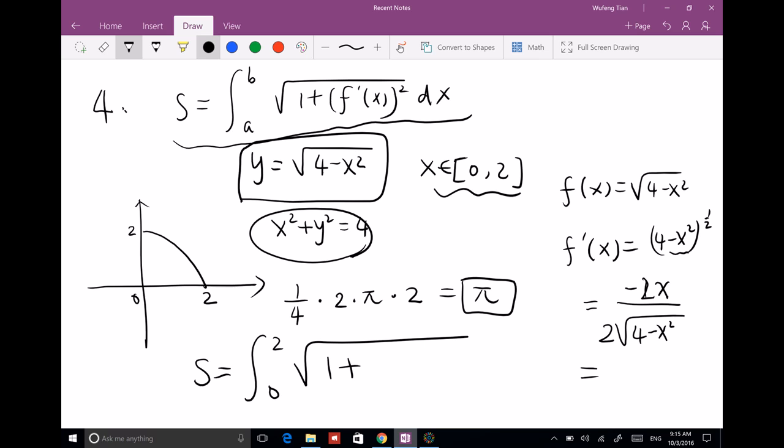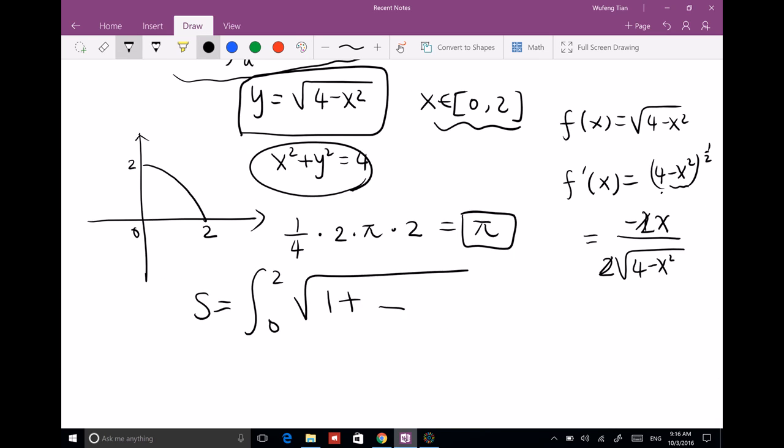You take the derivative of the base. The base is 4 minus x squared. The derivative of 4 is 0, and the derivative of x squared is 2x, so 0 minus 2x is negative 2x. And then you cancel the 2. So this is negative 1 over the square root of 4 minus x squared.